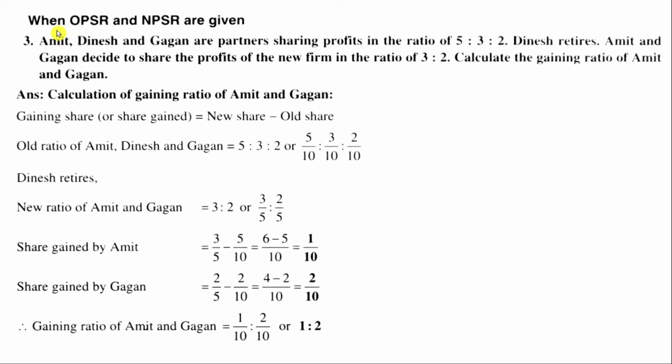Okay, we'll start from the heading: when OPSR and NPSR are given. What do you mean by OPSR? PSR we already know; it's profit sharing ratio. N means new profit sharing ratio. Then what is O? Old profit sharing ratio. So when old profit sharing ratio and new profit sharing ratio are given, how do you need to solve the problem? So simple. If they are already given the new profit sharing ratio, is there any need to solve this problem, because they already gave the answer?